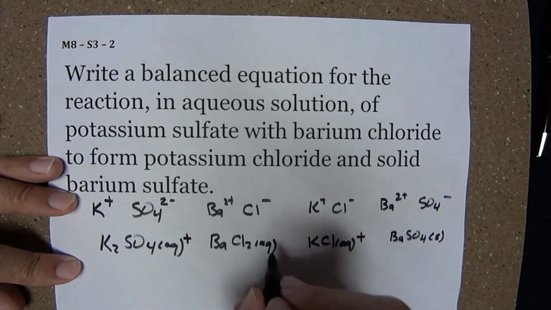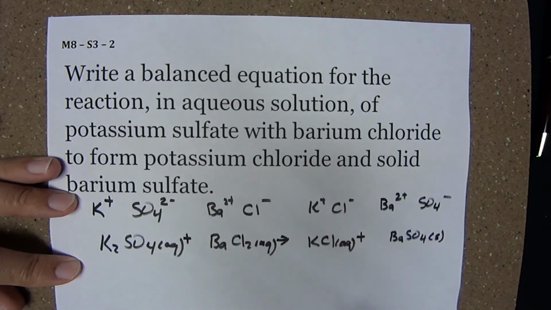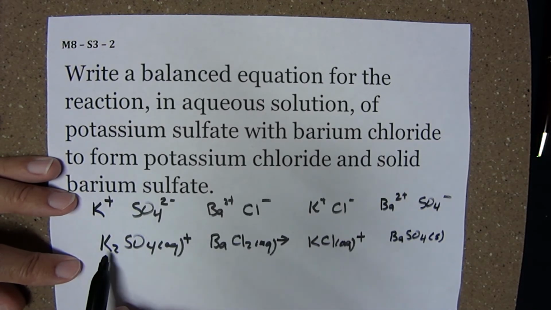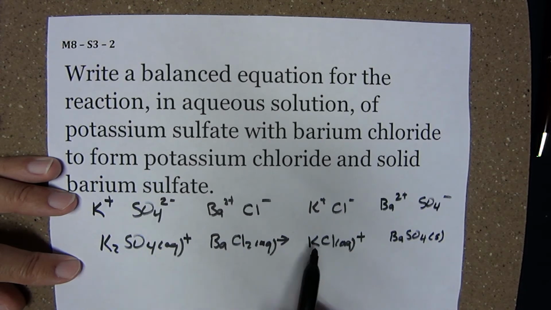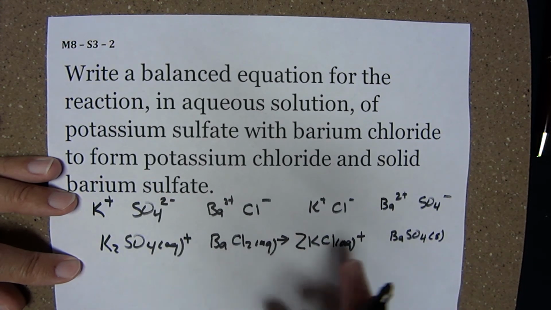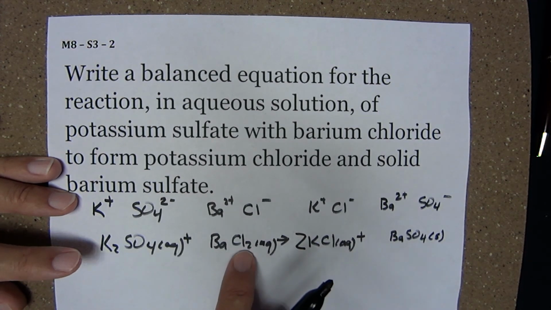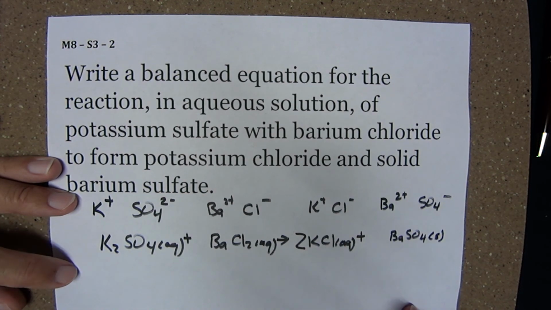Okay, let's turn this into a balanced chemical equation now. If we look at where we need stoichiometric coefficients, 2 potassium here, I'm going to need a 2 there. I've got 1 sulfate, 1 barium, 2 chloride. I now have 2 chloride, so it is balanced.